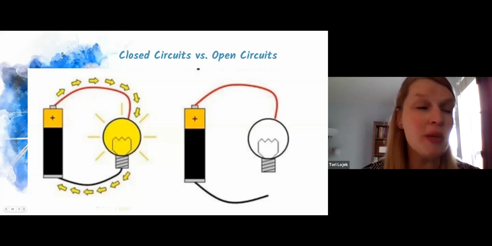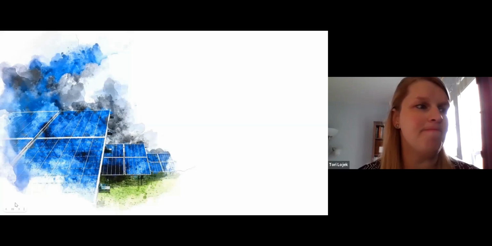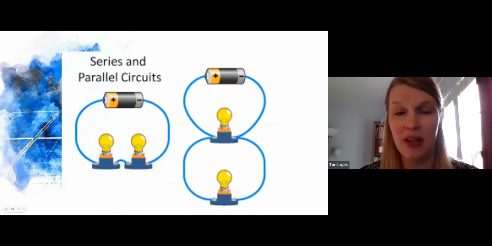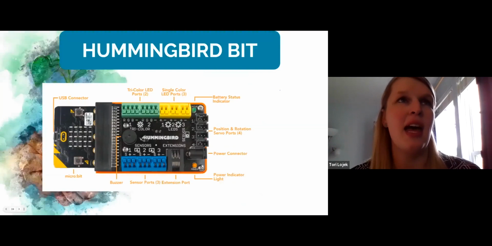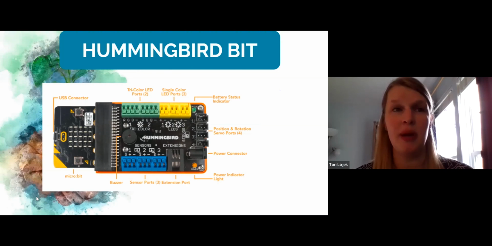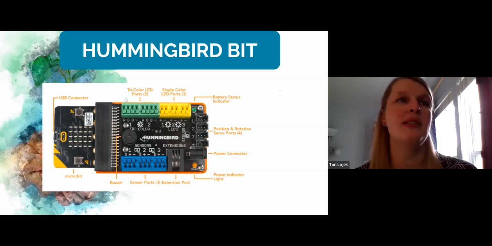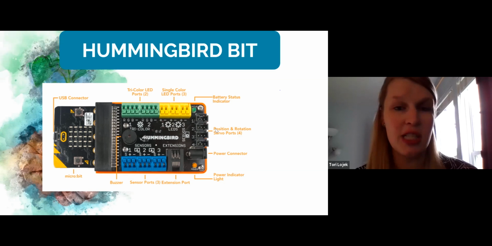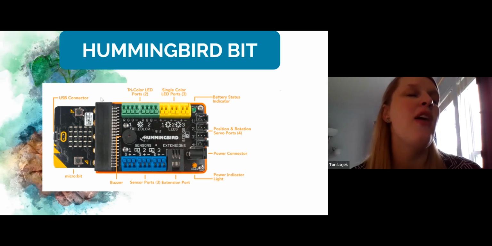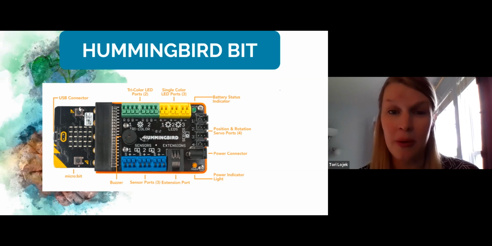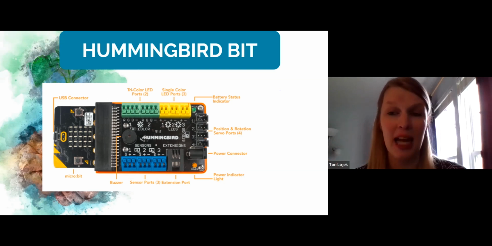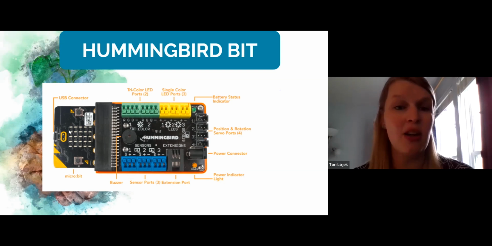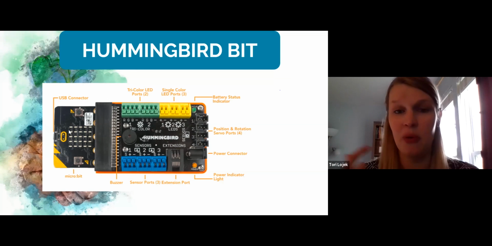We talk about closed and open circuits. We talk about series and parallel circuits, which is also a science concept that relates to this. And then we actually talk about the Hummingbird bit, which is what they used. You can see here, this is where they plug in their different lights, and over here is where they plug in their different motors. We just did lights and motors. We didn't get into sensors. And then the actual micro:bit itself is what stores their program. What's really cool about this project is once you have your program created, it'll save onto this micro:bit, and all you need is a battery pack, and it will run your project.